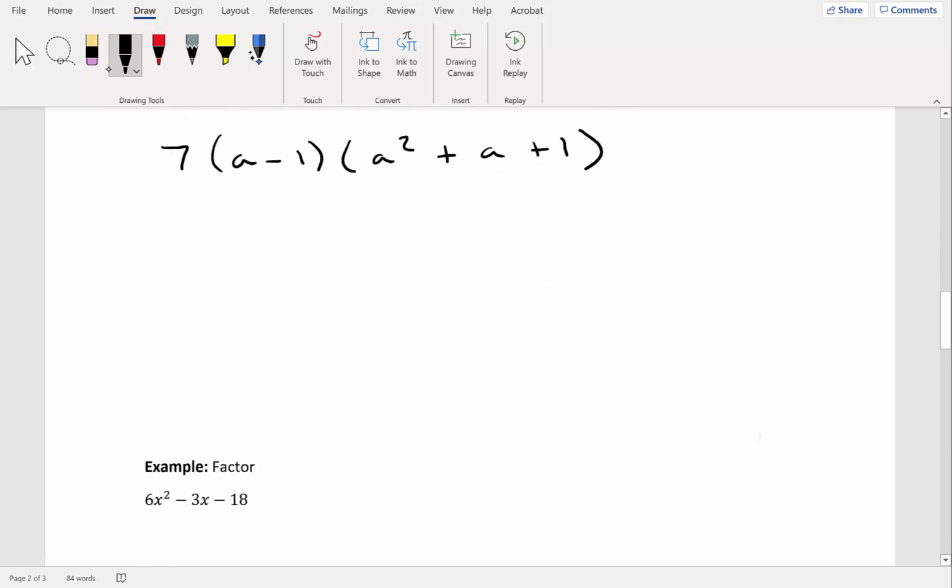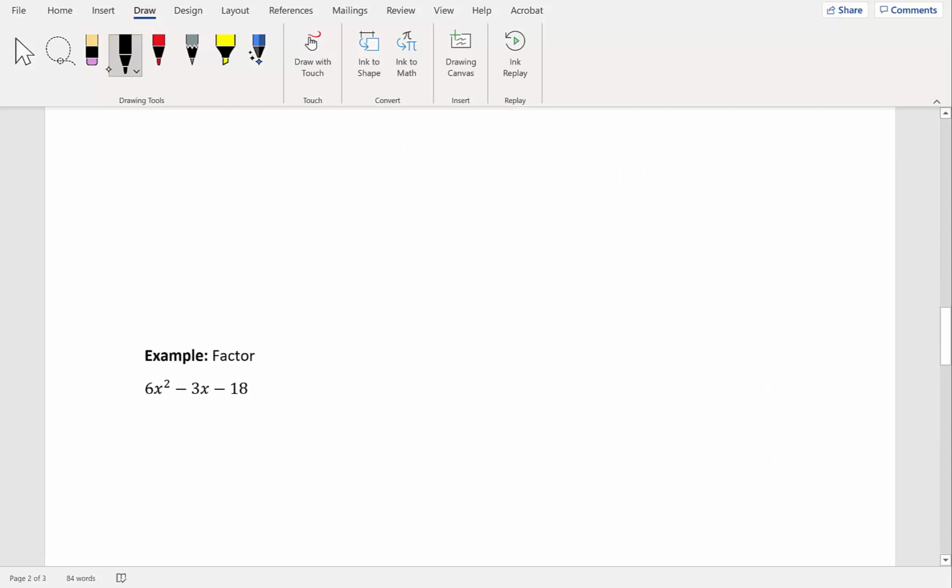Let's take a look at another one. Okay, factor: we have 6x squared minus 3x minus 18. Look at all three terms. They don't all have an x in them, so they don't have an x in common, but they all have a factor of 3 in common. So let's factor out that 3 and see what's left over. So we have 2x squared minus x minus 6.